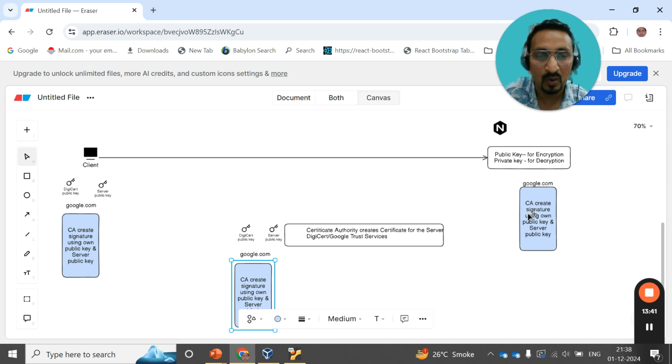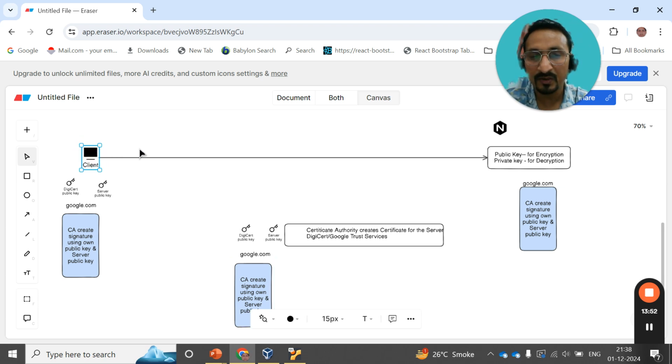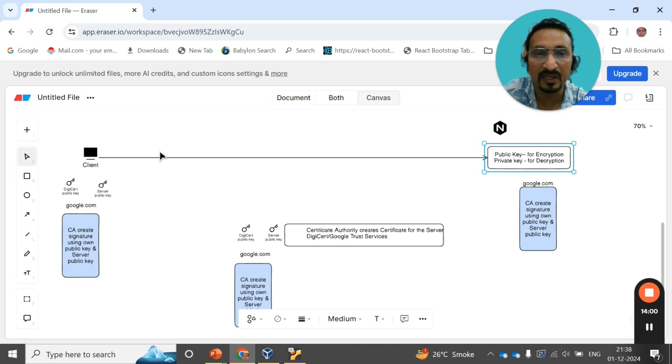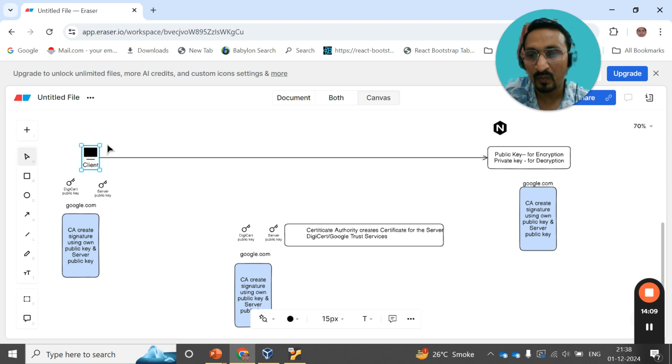Now Google has one certificate. Now let's understand how SSL is going to help save me from the man in the middle. When the client initiates a communication with the server, the server will share its public key, and along with the public key it shares the certificate also.